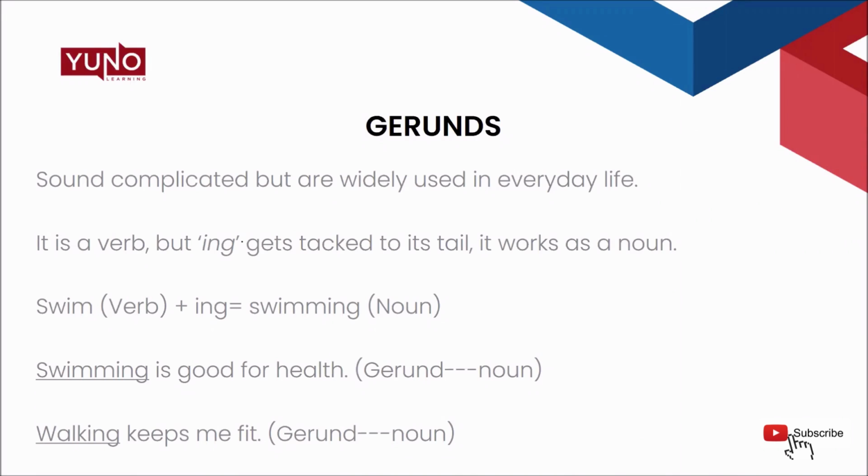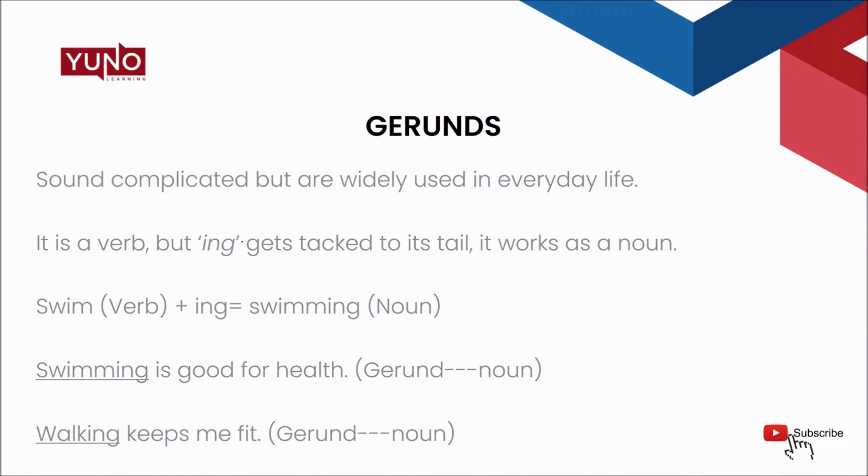Basically, what is a gerund? It is a verb to which we attach ing, or as we say, an ing gets tacked on to it. And after taking up ing, the verb starts functioning as a noun. Let's consider this small example. Swim, we all know, is a verb. Tack ing to it. What is the resultant word? Swimming. And swimming is a noun.